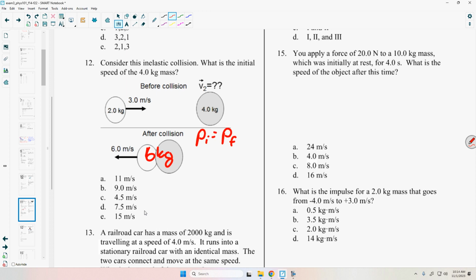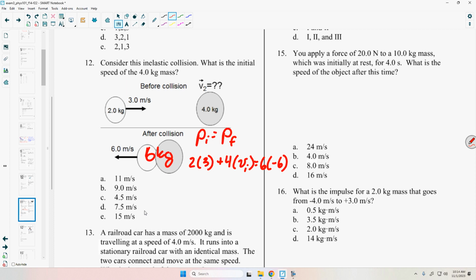I start with the law of the conservation of momentum. PI is equal to PF. That is 2 times 3 plus 4 times VI is equal to 6 times negative 6. The positive 6 is the mass, the negative 6 is the velocity, because it's moving to the left.